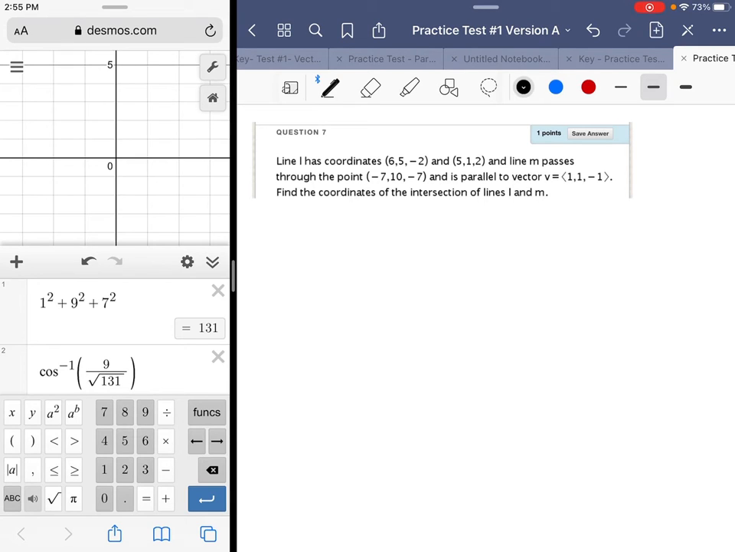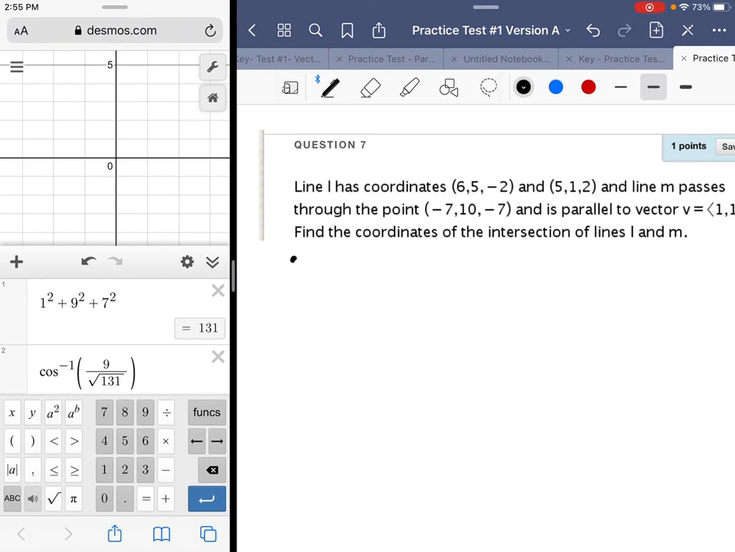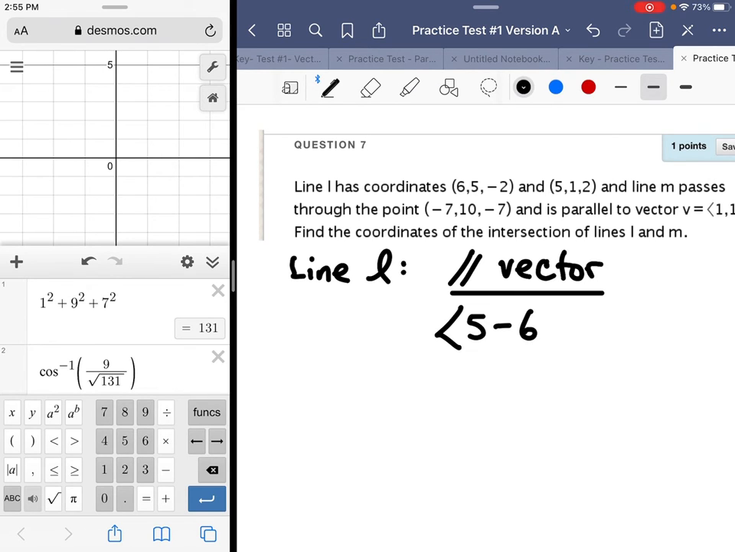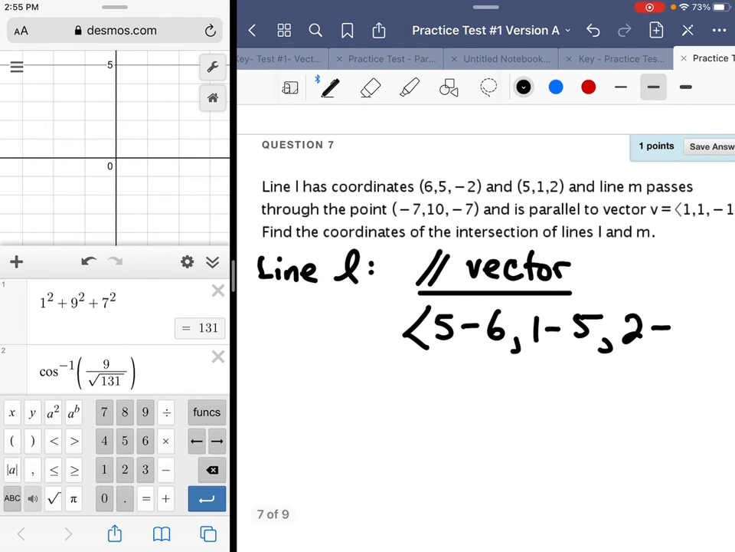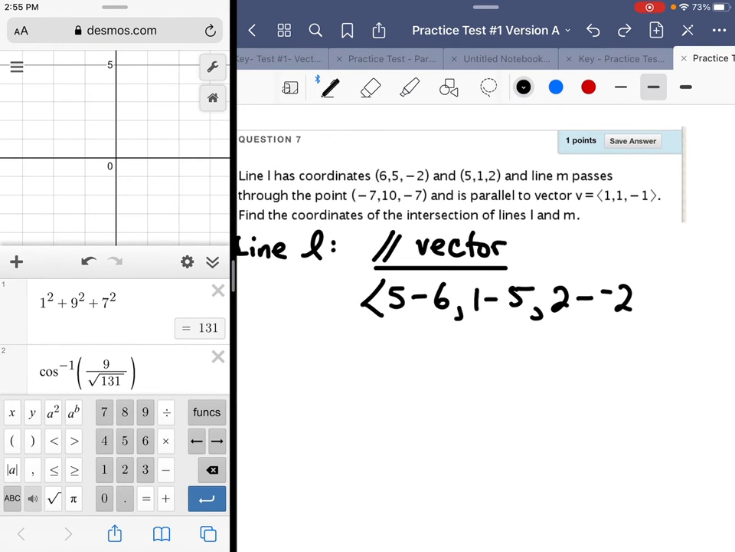For number 7, we have to write the equation of the line passing through those 2 points. So what I would want to find is the parallel vector, so I'd focus on line L. So the parallel vector is (5 minus 6, 1 minus 5, 2 minus negative 2). Poor quality close bracket there. So negative 1, negative 4, positive 4.